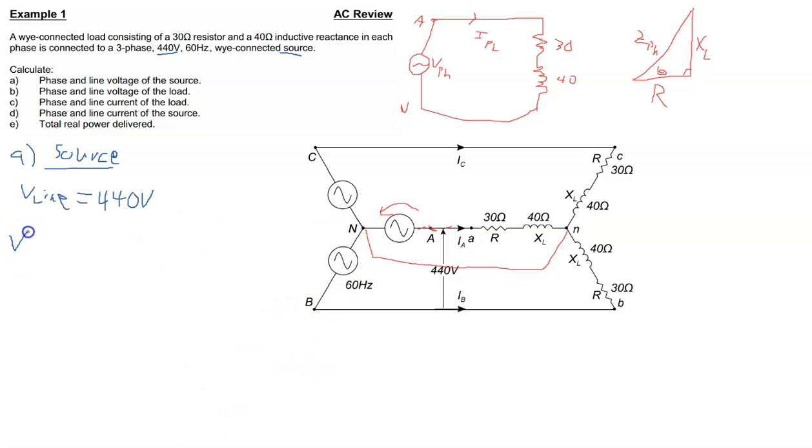Okay, so now this is a Y system, and in a Y system, we know that V phase is smaller than V line, and the value that relates them is root 3. So that means V phase is V line divided by root 3, and that gives us 440 volts divided by root 3, and that calculation comes out to be 254 volts.